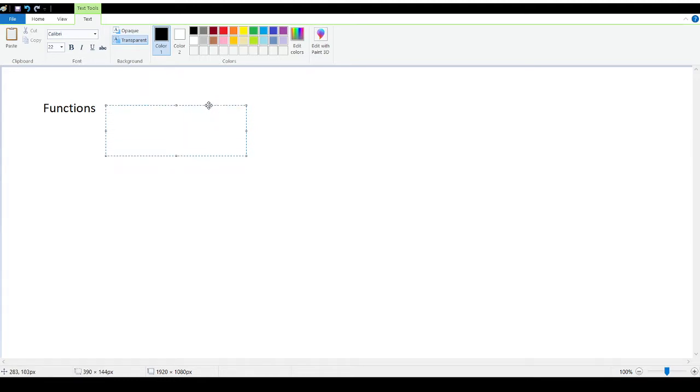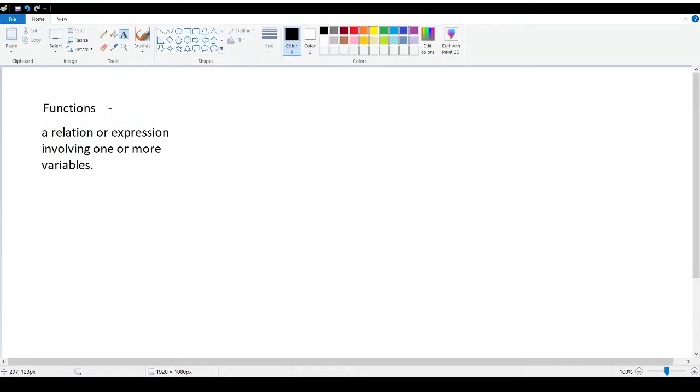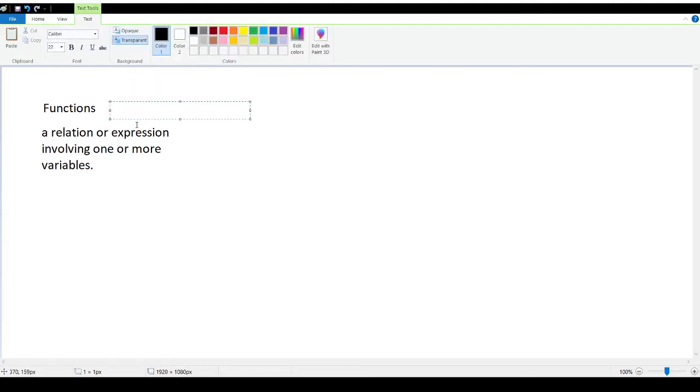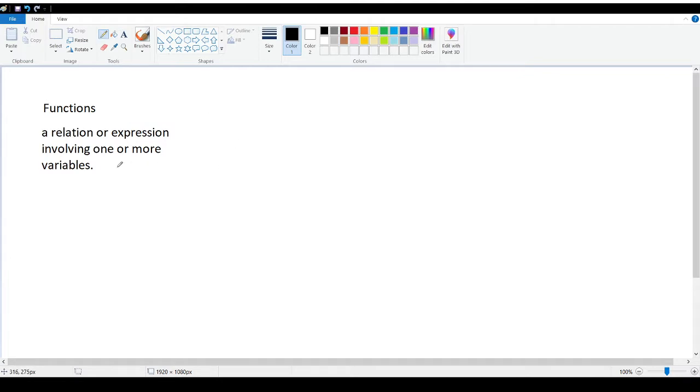A relational expression involving one or more variables. Most math teachers teach you functions as a mapping thing. There are several types of functions.